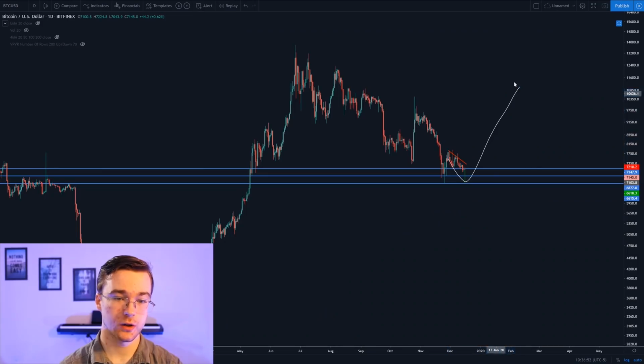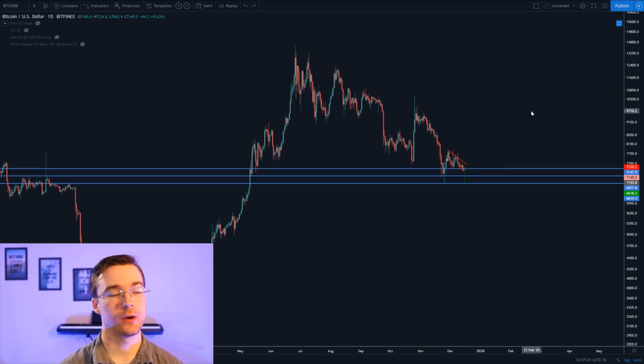If Bitcoin is going to start a new uptrend, people have to believe it's going to start a new uptrend, and until they do, it's not going to happen. So watch out for that. We're going to see a new uptrend when people believe it's going to happen. The few months leading up to the halving very well may be a good time for that to happen.